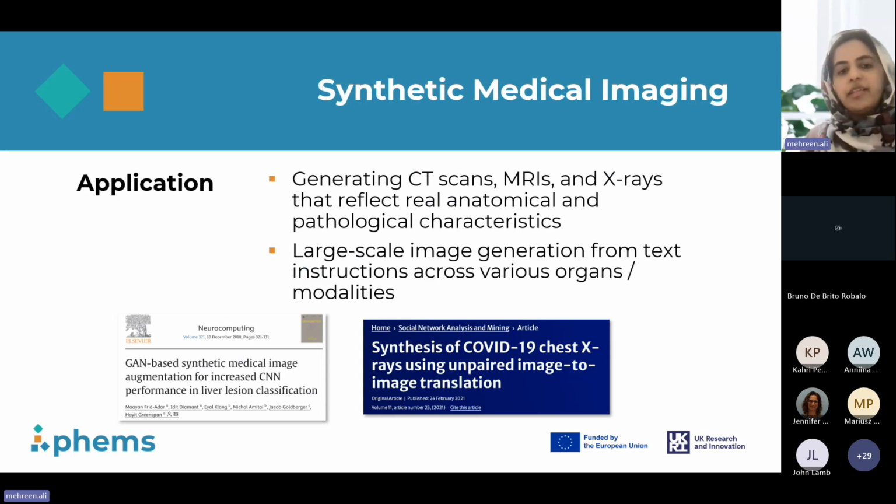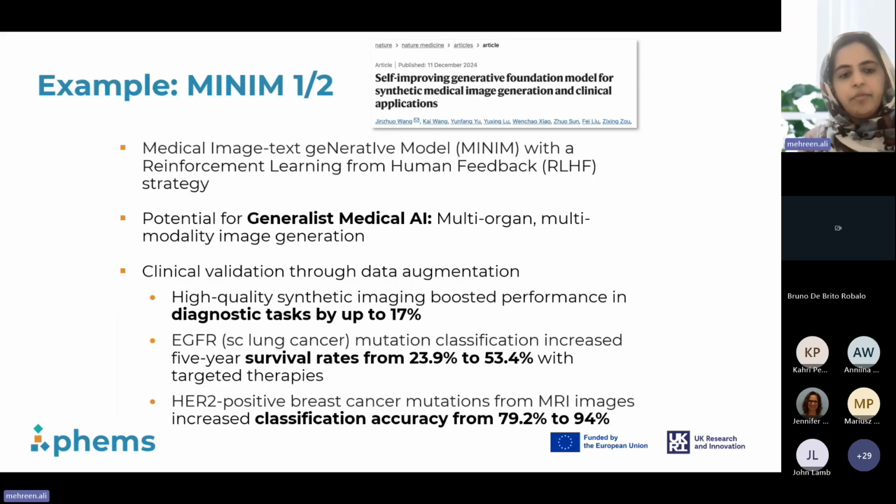Further, we have synthetic medical imaging. Medical imaging can also benefit from synthetic data for generating CT scans, MRIs, and X-rays that may provide researchers with large-scale, high-quality datasets. For instance, we have MINIM here, which is a medical image-text generative model with a reinforcement learning from human feedback strategy. It has potential for generalist medical AI as it is able to generate multi-organ, multi-modality images.